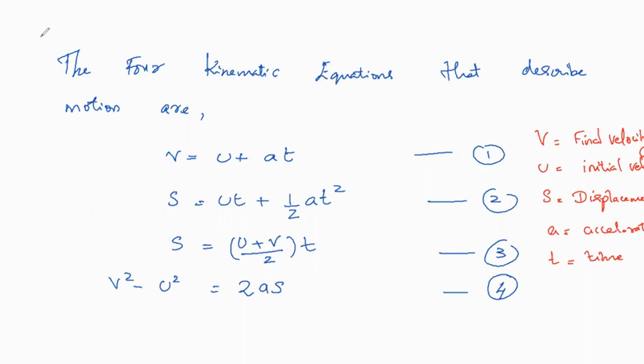The four kinematic equations that describe motion are: V is equal to U plus AT. V is the final velocity, U is the initial velocity, A is the acceleration, T is time.